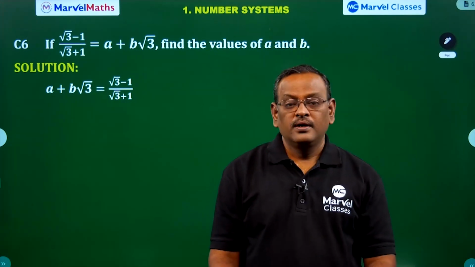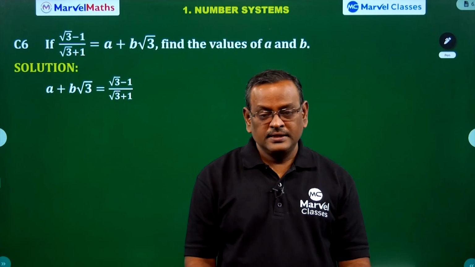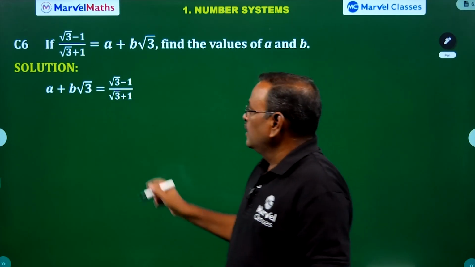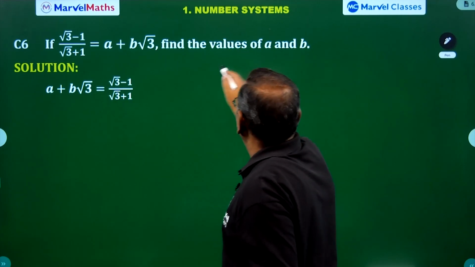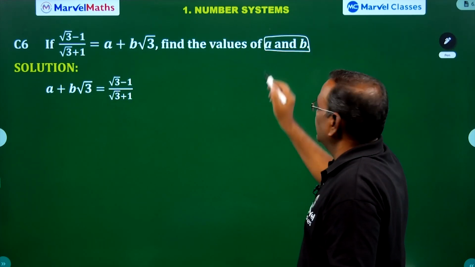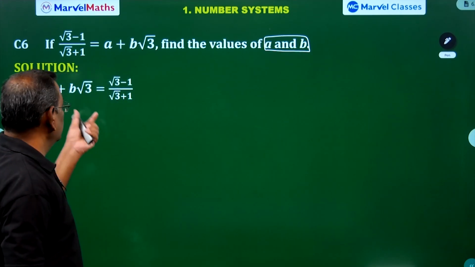Hello students, another important and very simple question using rationalization. The given question is (root 3 minus 1) by (root 3 plus 1) equal to a plus b root 3. Find the values of a and b. Always write the unknown values on the left side.